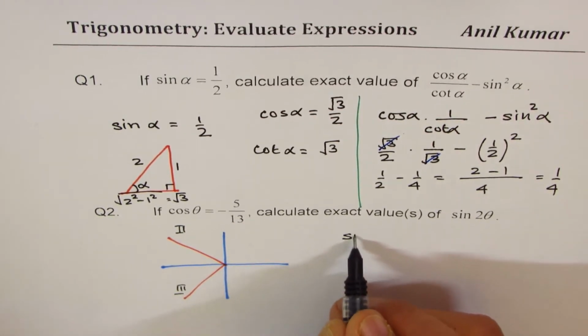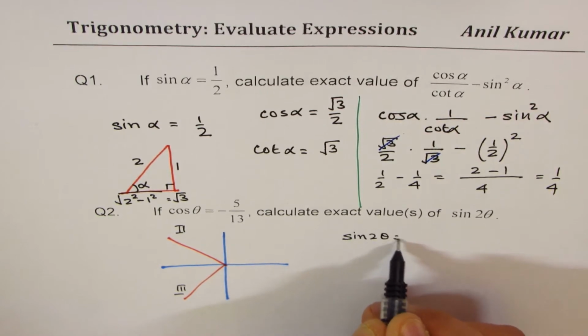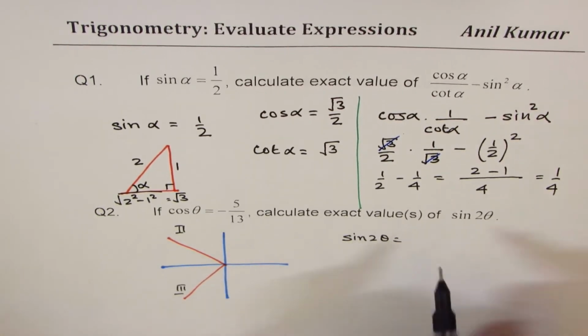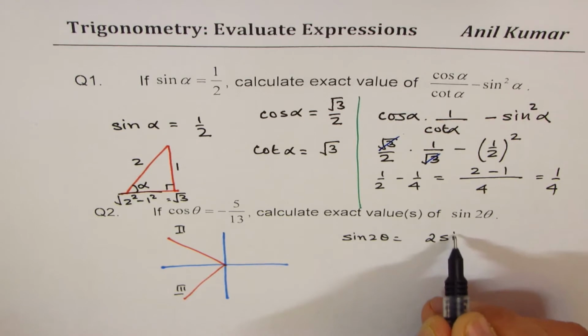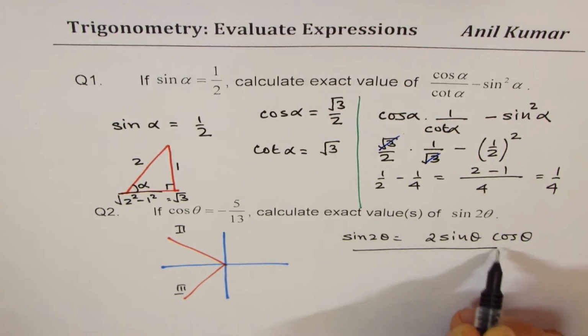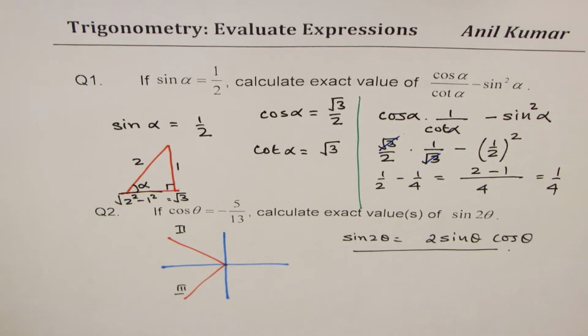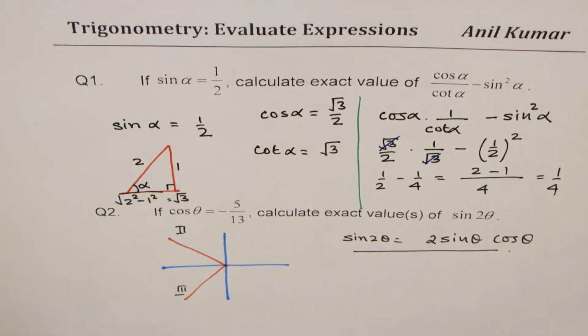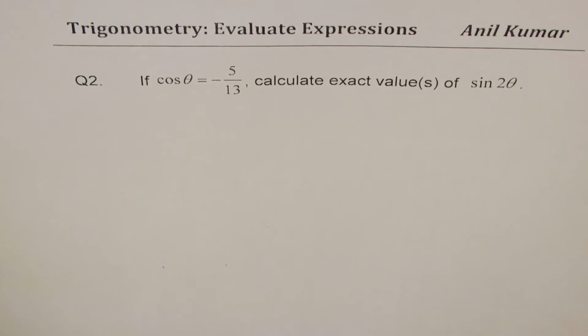Now sin 2 theta, how is it related to cos theta? It is equal to 2 sin theta cos theta. So that should help you to evaluate the given expression. I hope the concept is clear. You can now pause the video, answer, and then look into my suggestions. So let's get back to this question now.